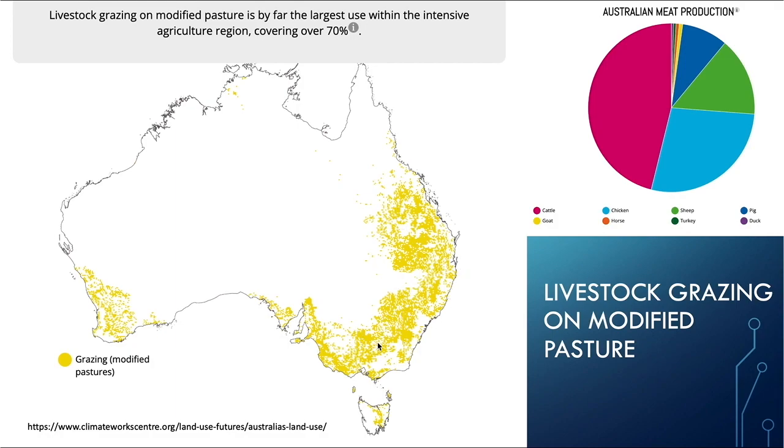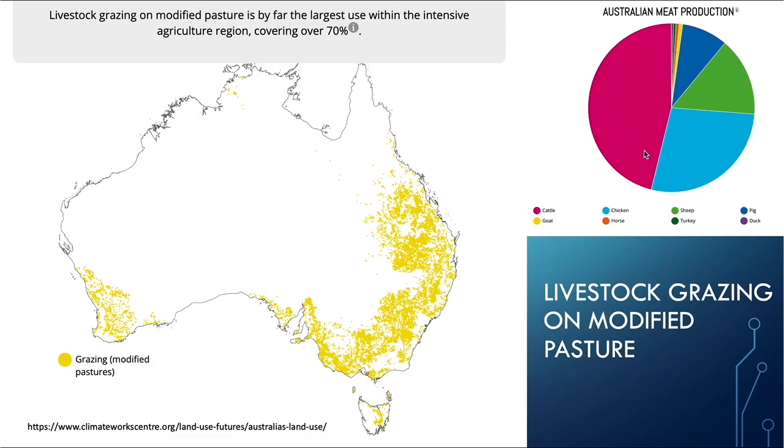So this is just a map showing us livestock grazing on modified pastures, modified meaning native vegetation has been removed and only introduced species are grown. Very little of our native species actually exist in those pastures. In fact, they have been reduced from 400 species of Australian native grasslands to maybe 4 or 5 that we graze cattle on. So the biodiversity has dramatically taken out a lot of carbon and moisture out of the atmosphere and life, really. So once again, that region covers over 70% of the intensive agricultural region.